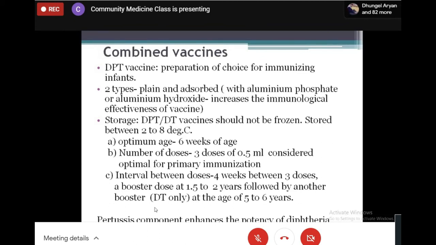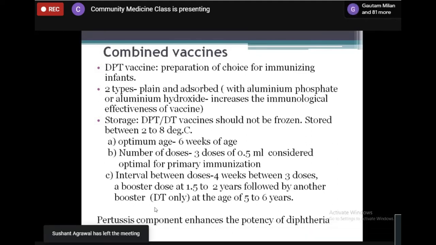And the optimum age is 6 weeks. So 3 doses of DPT vaccine or pentavalent vaccine are given to infants at the age of 6 weeks, 10 weeks, and 14 weeks. The first dose is given at 6 weeks, that is 1.5 months, and after 1 month, at 10 weeks, the second dose is given, which is 2.5 months. The next dose is at 3.5 months. Each dose is given 1 month apart: 6 weeks, 10 weeks, 14 weeks, or 1.5 months, 2.5 months, and 3.5 months. That's how it is given in Nepal and worldwide also.